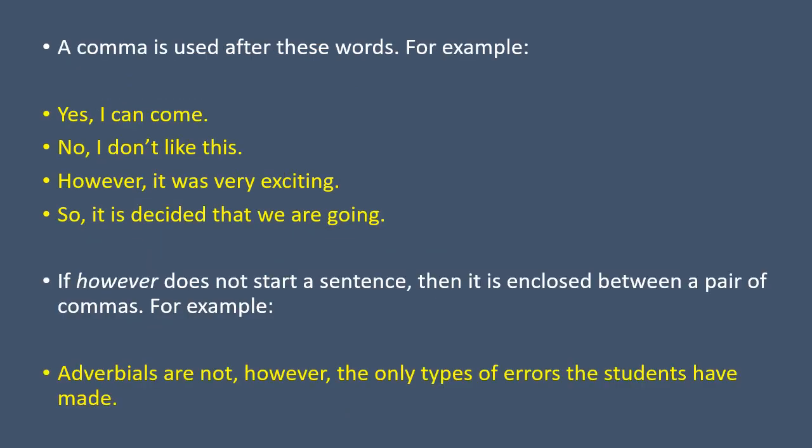Right, a comma is also used after these words. This is very simple, straightforward. If you're writing a dialogue, if you're writing a quotation, something like that, then you have to use a comma after yes, comma after no, comma after however, or so and therefore. So these are the words that take a comma after them. However, if however does not start a sentence, then it is enclosed between a pair of commas. For example, adverbials are not, however, the only types of errors that students made. So here in this sentence you could see that however does not start the sentence, it is in the middle of a sentence, so then it should be enclosed between two commas.